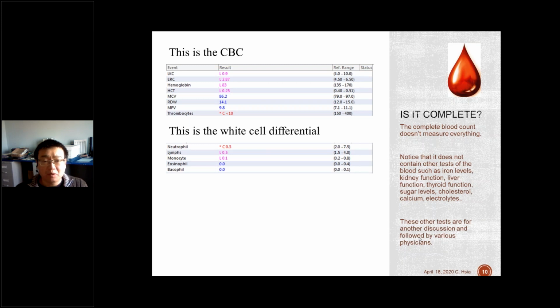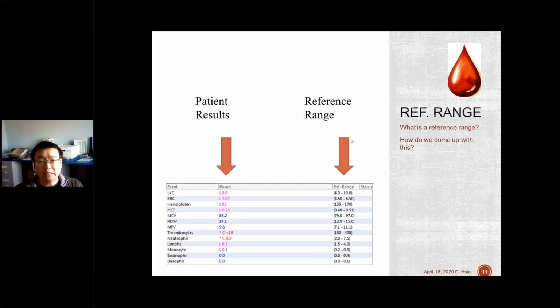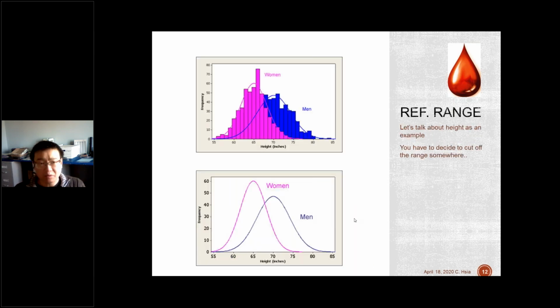So in order to understand your blood counts, you also need to understand what this reference range is and how we come up with this reference range. To give you an example of this, let's talk about height or weight. This is a histogram of height of women, and in blue, height in men. On the bottom on the x-axis is height in inches, and on the y-axis is the number of individuals with that particular height. So if you take a population of women and you plot out how many people have a certain height, for example 65 inches, then you'll find that 55 of them in that population have that particular height, and so forth.